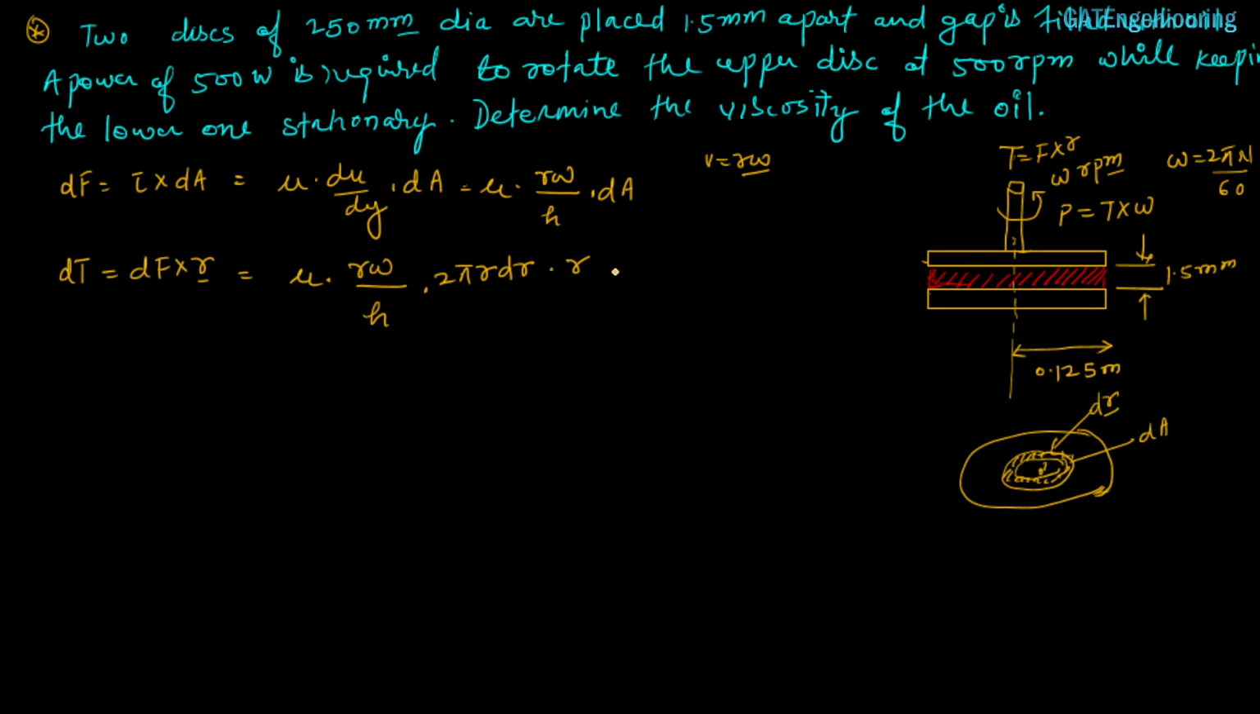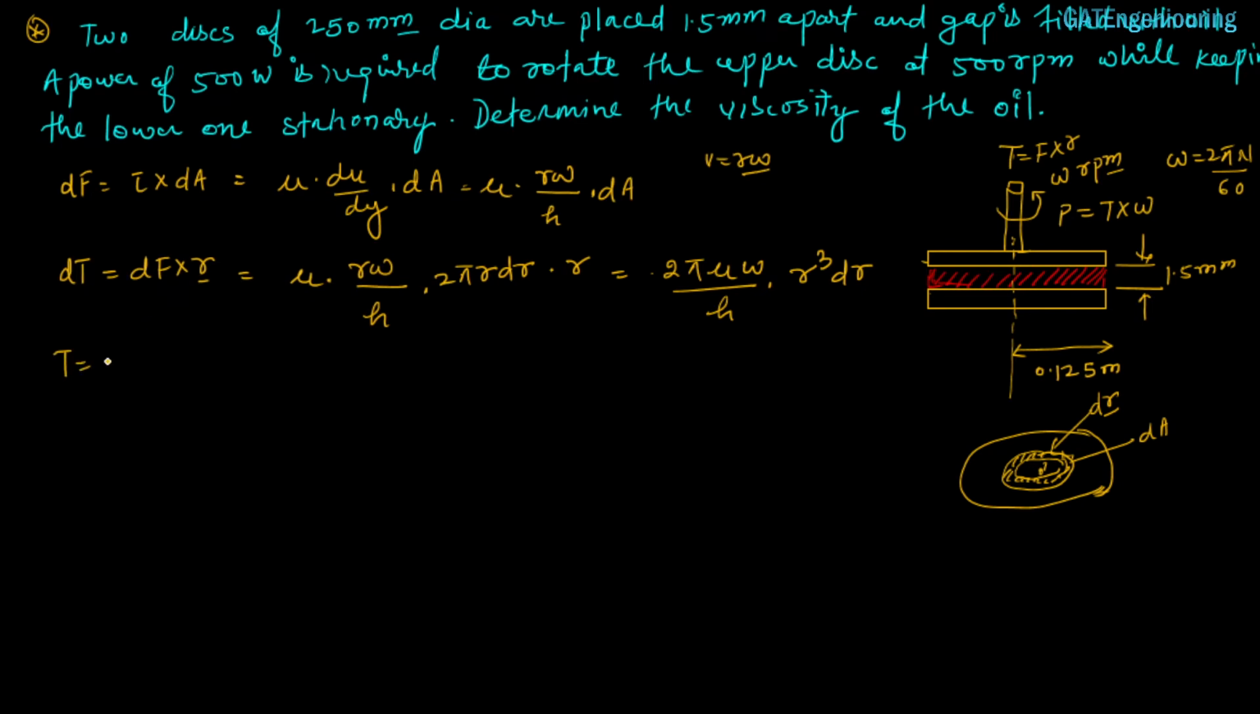So its expression is 2 pi mu omega upon h, because all of these are constant, into this r and this r, that is r cube into dr. So this is the expression of the torque for this elementary disk. If I want to find out the torque for the complete disk, I have to integrate this expression over the range of 0 to R. That will give me the total torque.